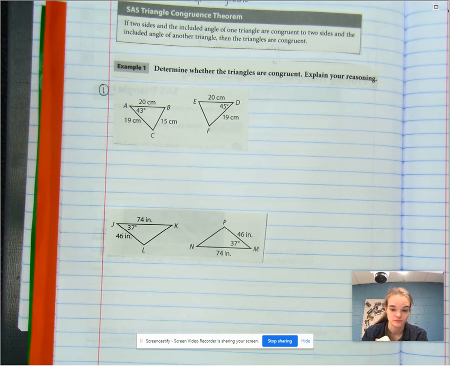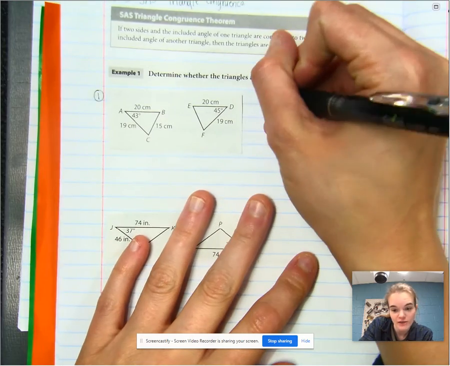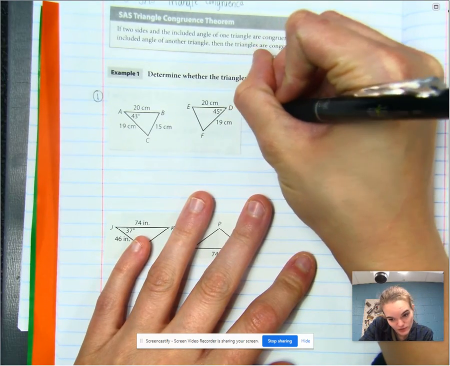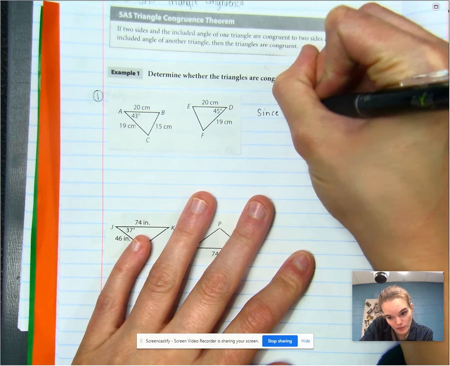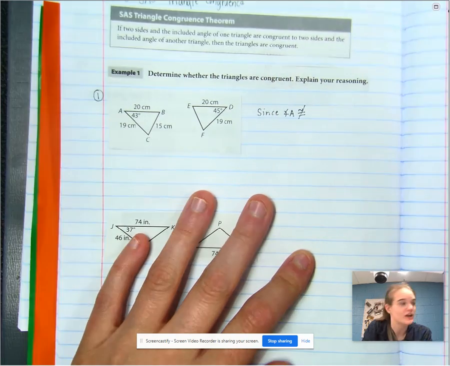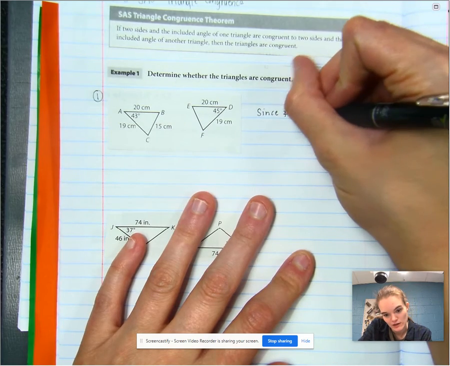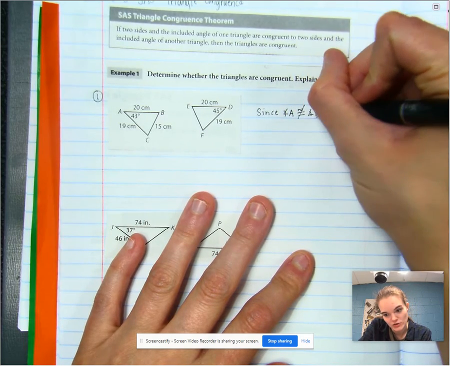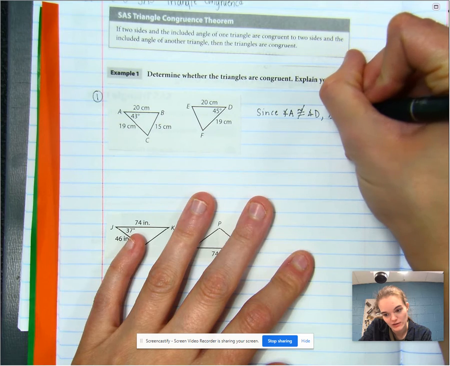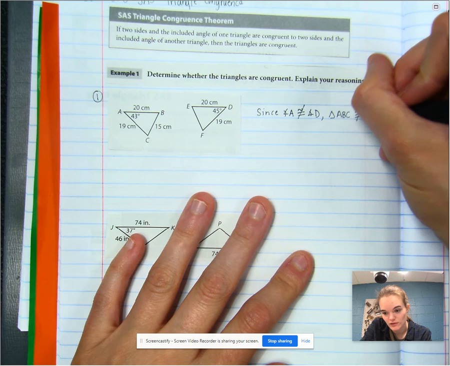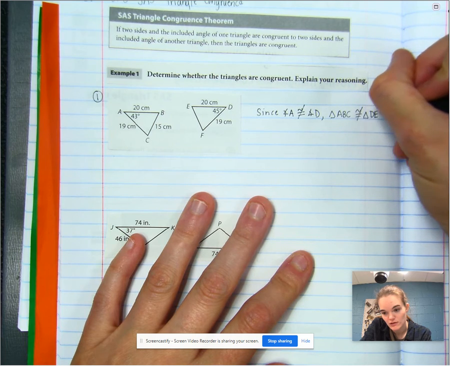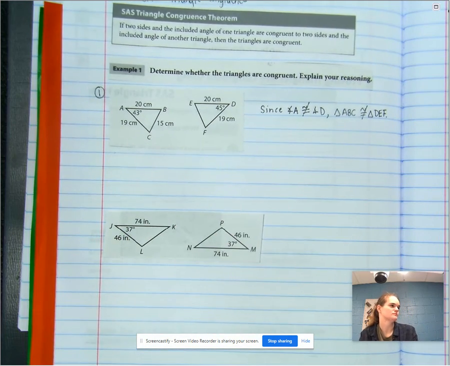So, what are we going to do? We're going to do what we did yesterday. And we're going to say, since angle A, if you remember, the congruent symbol with a slash through it, is not congruent to angle D, triangle ABC is not congruent to DEF. And we're done with that one.